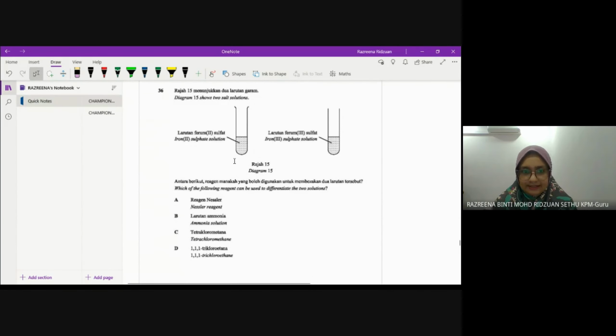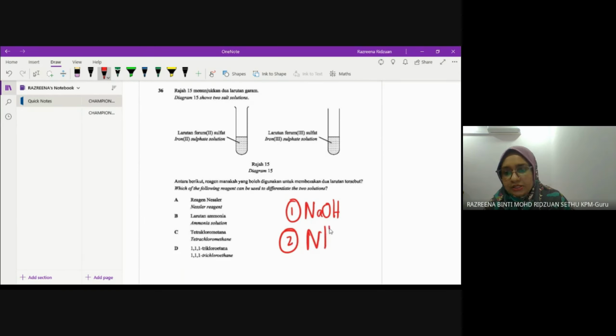Question 36. The diagram shows two salt solutions. You have iron 2 sulfate and iron 3 sulfate. Which of the following reagents can be used to differentiate the two solutions? You can use a cation test. There are only two you can use. The first one is sodium hydroxide, or you can use ammonia solution. Either one, you put in excess.